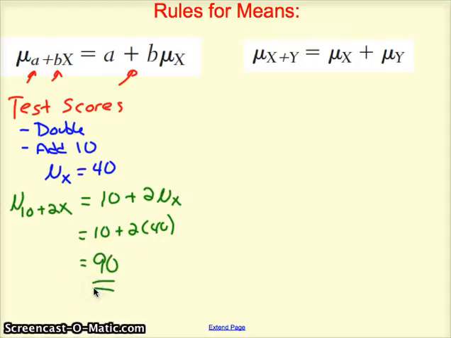And that should make some intuitive sense. If the original test mean was 40, and I've decided to double all the tests and add 10, it makes sense that the new mean would be 90. And that's how the symbolism is meant to read. On the right, it's actually simpler. It says the mean of the sum of two random variables is the sum of the means.